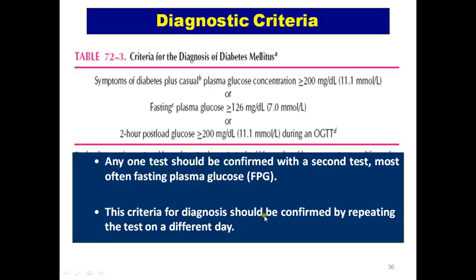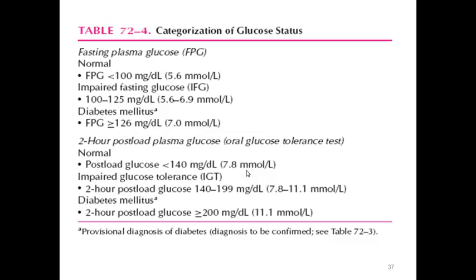This criteria for diagnosis should be confirmed by repeating the test on a different day. So 2 tests should be done, and then it should be repeated on some other day as well to confirm the diagnosis. Any of these 3 can be used, and the second test which should be done should preferably be a fasting plasma glucose test.